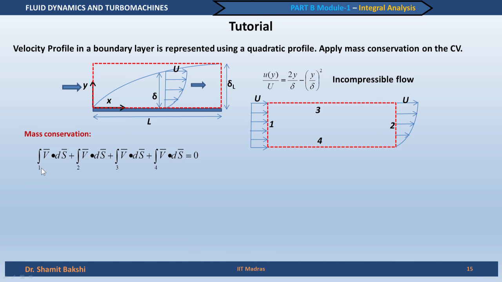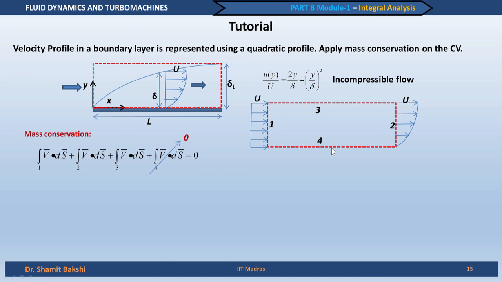The control surface can now be written into 4 parts, the first, second, third and fourth control surface. So, the integral of v bar dot dS over control surface 1 plus that for control surfaces 2, 3 and 4 should be equal to 0. Basically, this is the statement of the mass conservation form of the Reynolds transport theorem. So, let us apply this for this particular case.